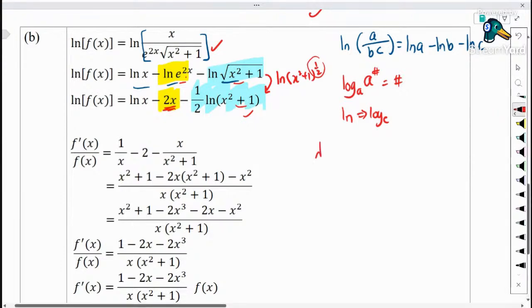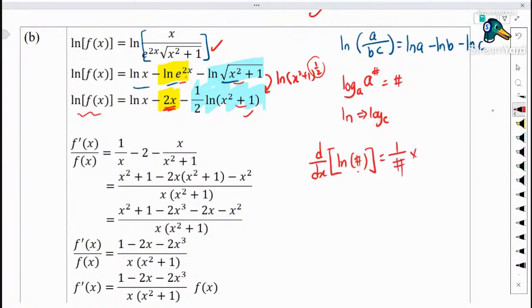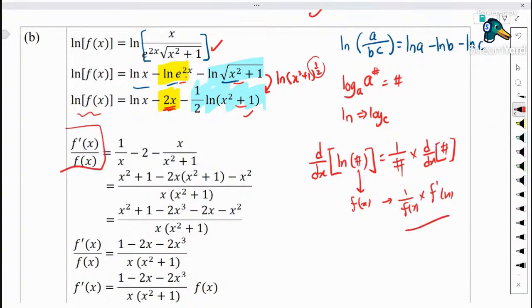So how do we do differentiation of log for this part here, recall. If you differentiate, let's say, log of something, the result will be 1 over that something, then we multiply with the differentiation of that something. In this case, if it happens to be f(x), it will turn out to become 1 over f(x) multiply f prime, which we can simplify, just write it as f prime over f(x). Then the rest: differentiate 1 over x, differentiate 2, differentiate this one here.